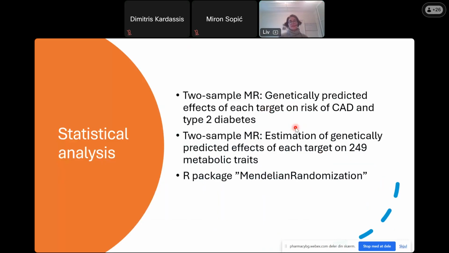And for the statistical analysis, they did two-sample MR to investigate the genetically predicted effects of each target on risk of coronary artery disease and type 2 diabetes. And then they also did two-sample MR to estimate the genetically predicted effect of each drug target on the 249 metabolic traits. And they used the R package called MendelianRandomization.